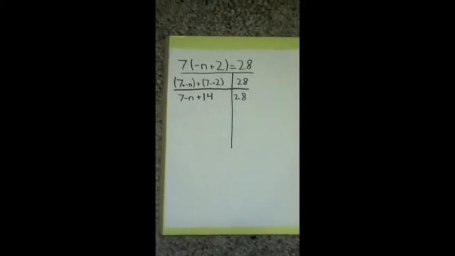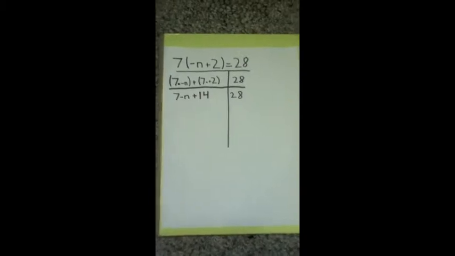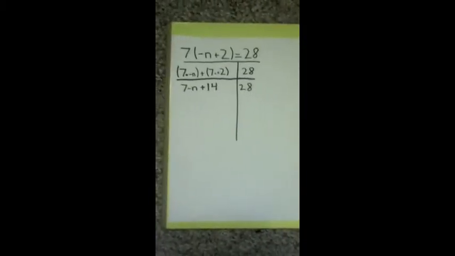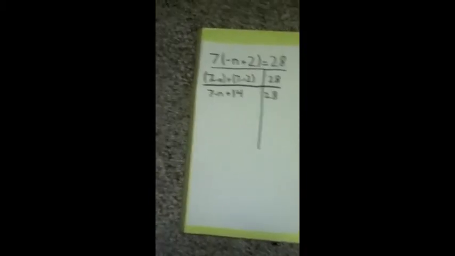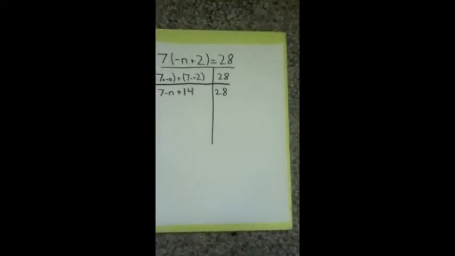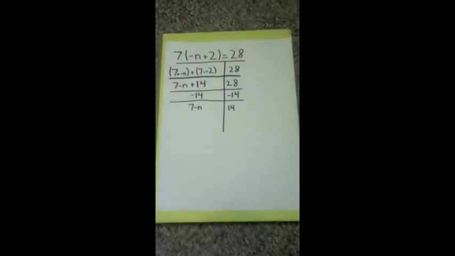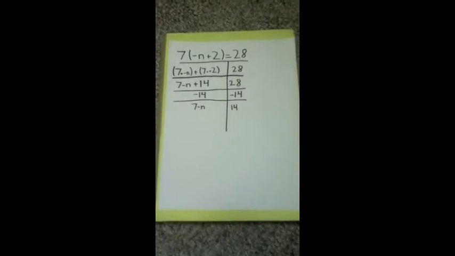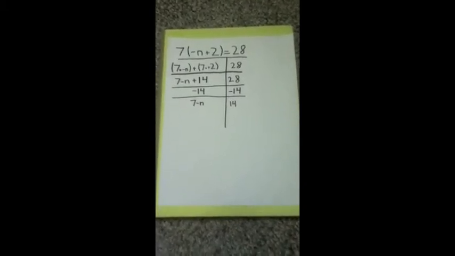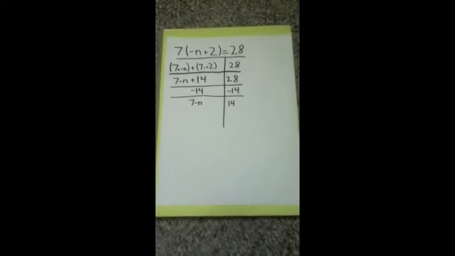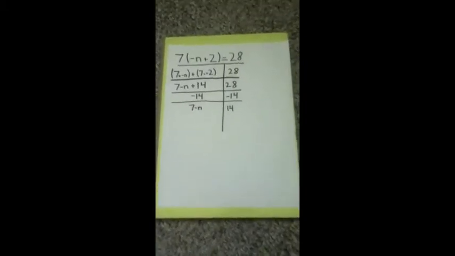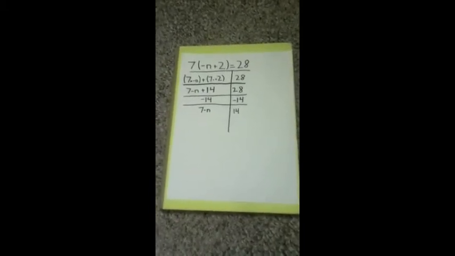So what do we do to get 7 negative n by itself? We make 0 pairs again. So that means we have to add negative 14 to the left side and to the right side. Now that we have 7 negative n and 14, because 28 minus 14 is 14, what do you think we have to do? We have to divide them both by negative n.